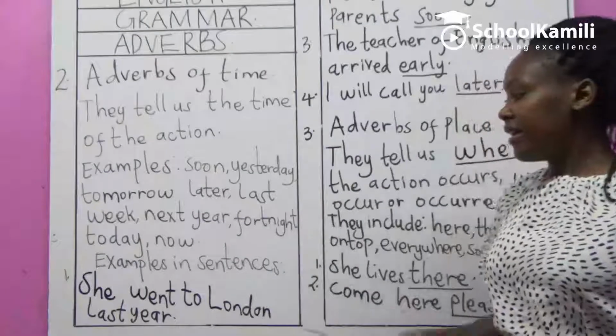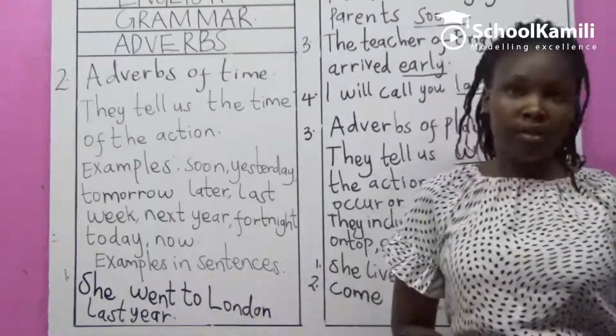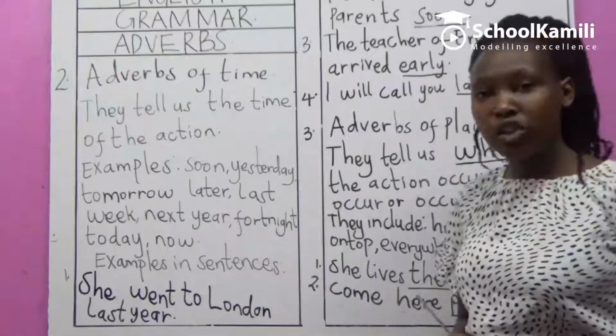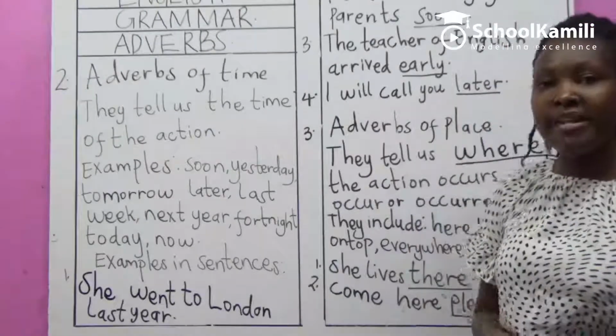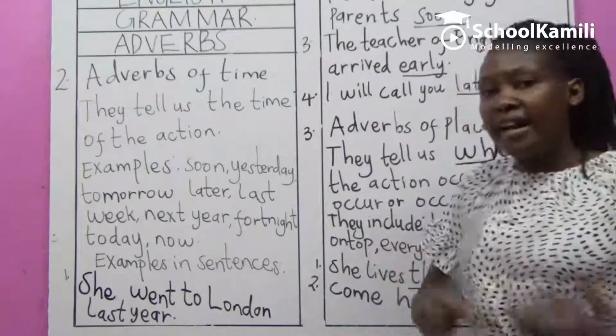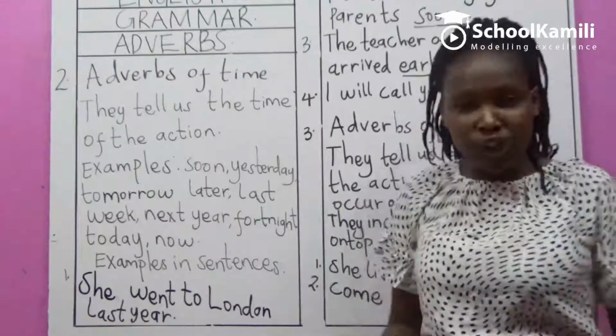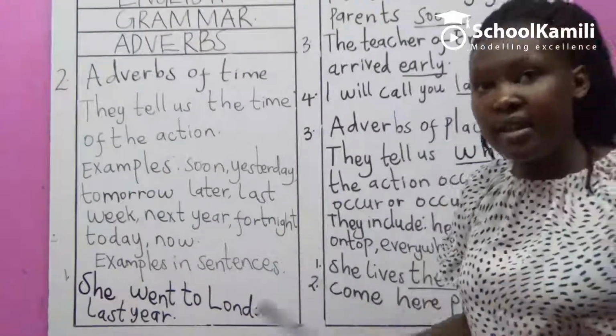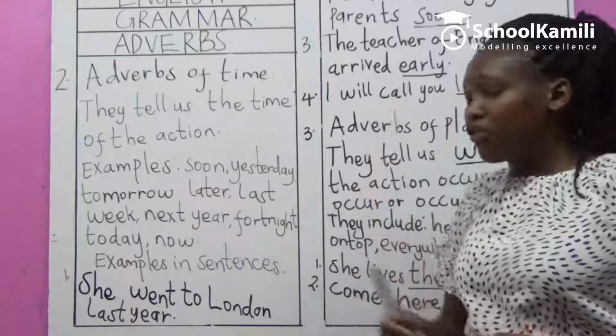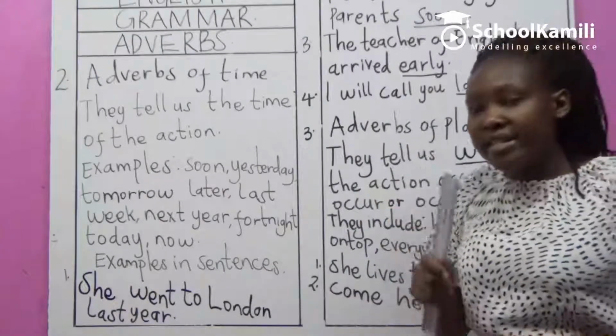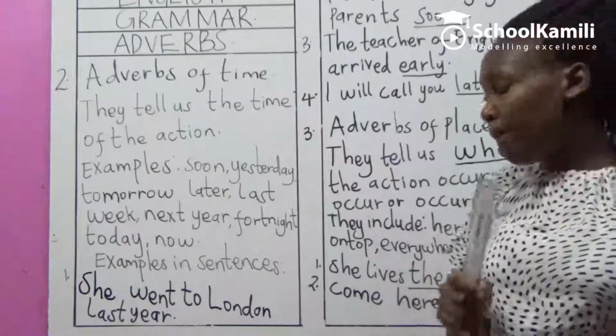In this case, the word went is an action, or it is a verb. It is something that is being done. The adverbs are used to tell us about the actions, and the adverbs of time tell us what time that action took place.